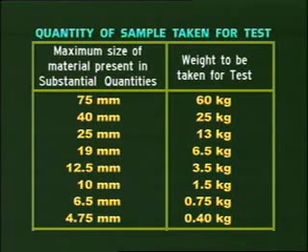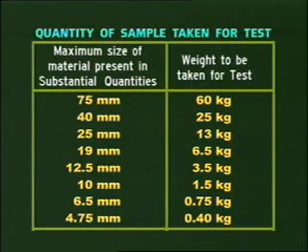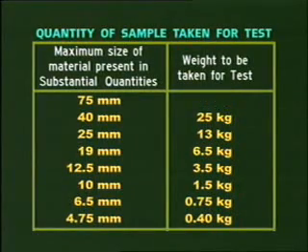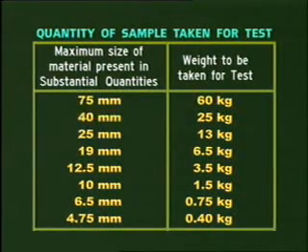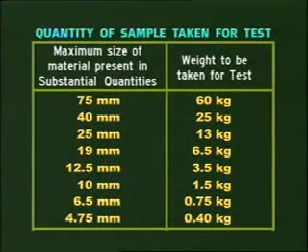Depending on maximum size of particles present in substantial quantity in the soil, the weight of soil sample to be taken for analysis may be determined as per table. If the maximum size of material present in substantial quantities is 75 mm, then the weight to be taken for test is 60 kg, and if it is 40 mm, then weight to be taken for test is 25 kg. Similarly, we can take the weight of the sample to be taken for test as per this table.